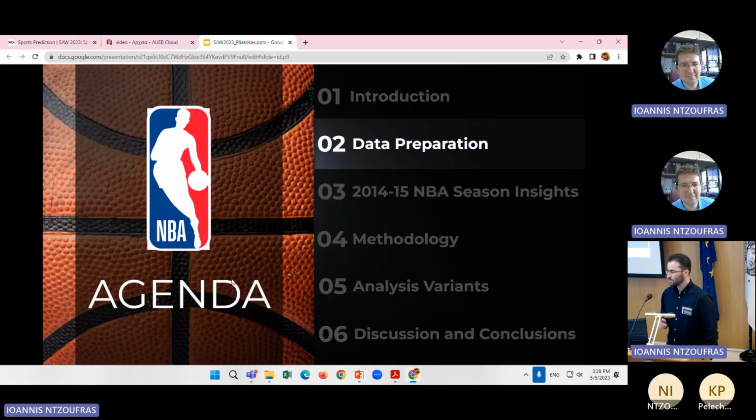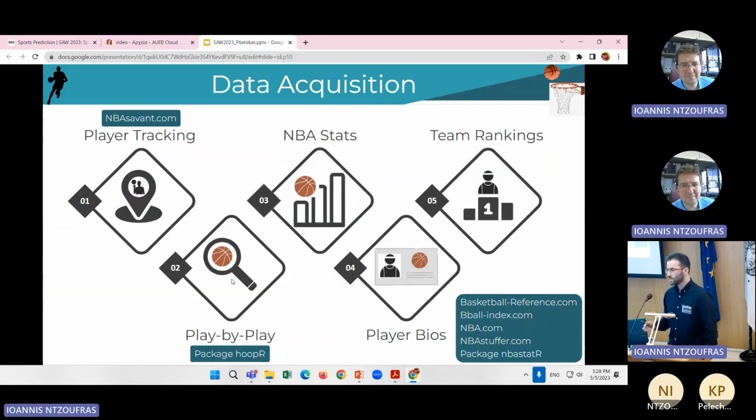Let's now proceed to the second chapter concerning data preparation. First of all, to predict shot success, I guess we need data related to shots. In this regard, we decided to use shot tracking data collected with SportVU tracking technology. However, as of 2016, the NBA has restricted public access, which is why we acquired data from NBASavant.com.